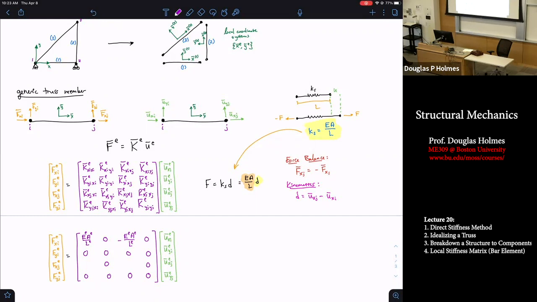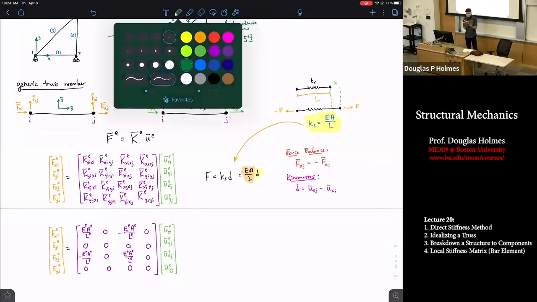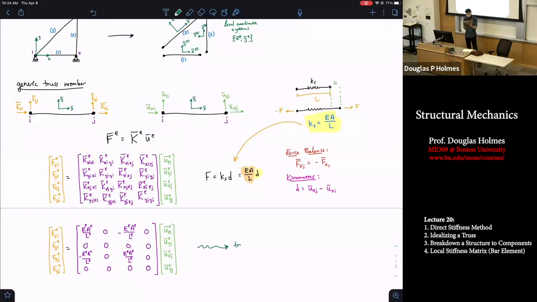Yeah, exactly. It's the same ones, you just flip the order. So the first one will be negative. It's going to be negative EA over L, and then now this one's going to be positive. So this is true when the local coordinate system is aligned with the global coordinate system. And recall that our local coordinate system was drawn with the x horizontally and the y vertically.